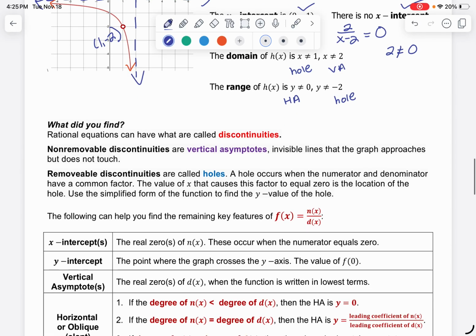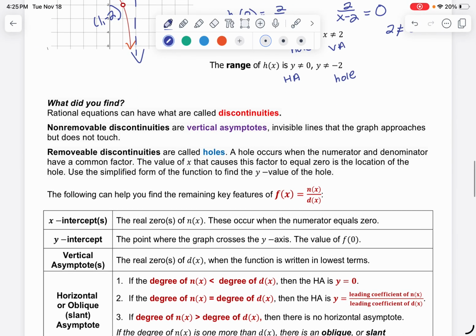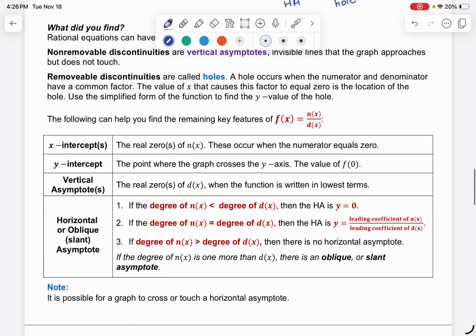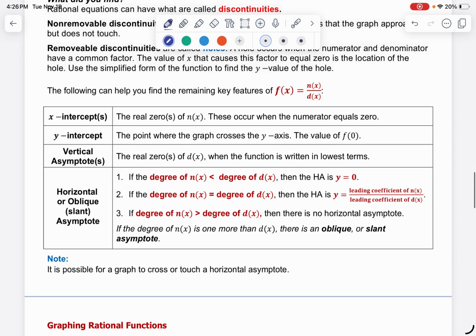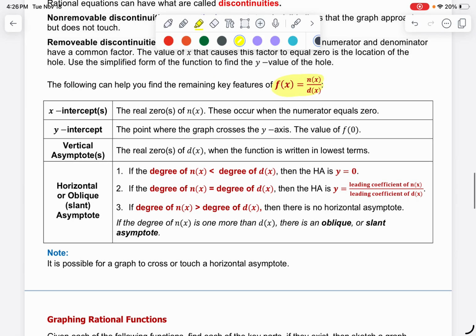All right, so to summarize, what did we find? So rational equations can have what we call discontinuities. So non-removable discontinuities are your vertical asymptotes, which are invisible lines that the graph approaches but does not touch. And your removable discontinuities are called holes, okay? So this little table here kind of summarizes how you find the key features of a function. So if I give you a function f of x and I say it equals n of x over d of x, okay, here's some general rules.